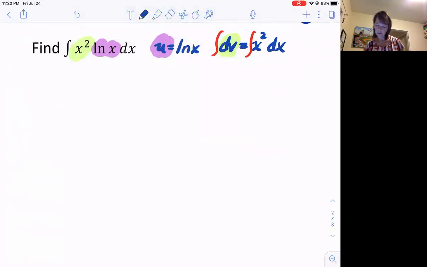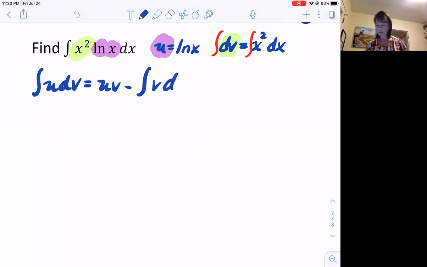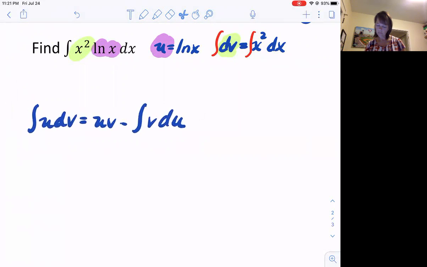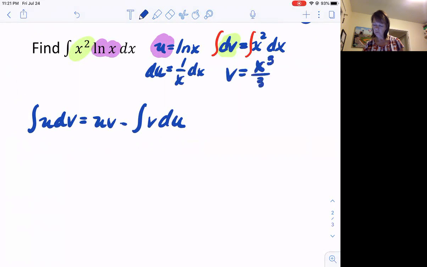So here we go. If I want to find this integral, I'm going to go ahead and write the formula down again. The integral of u dv is equal to uv minus the integral of v du. It's kind of mechanistic, this whole lesson is. So my du, the derivative of ln of x, is 1 over x dx. And then over here, we're going to have v is equal to x cubed over 3.